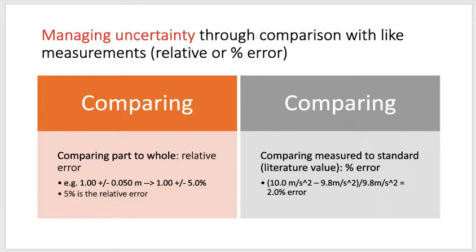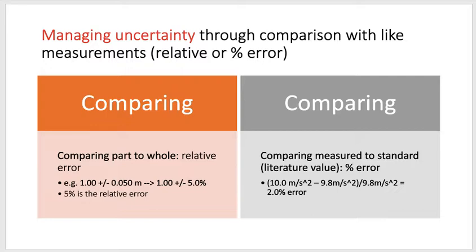Finally, or almost finally, second to finally, we manage uncertainty sometimes through comparison. It could be that we're comparing a part to a whole, and that's what relative error does for you. And then sometimes we're comparing a measured value to a standard, and that's what percent error does for you. We manage uncertainty when we compare through these two expressions, not complicated.